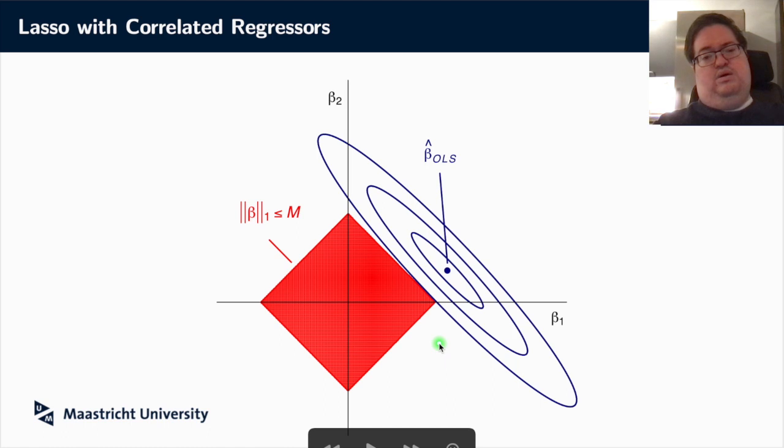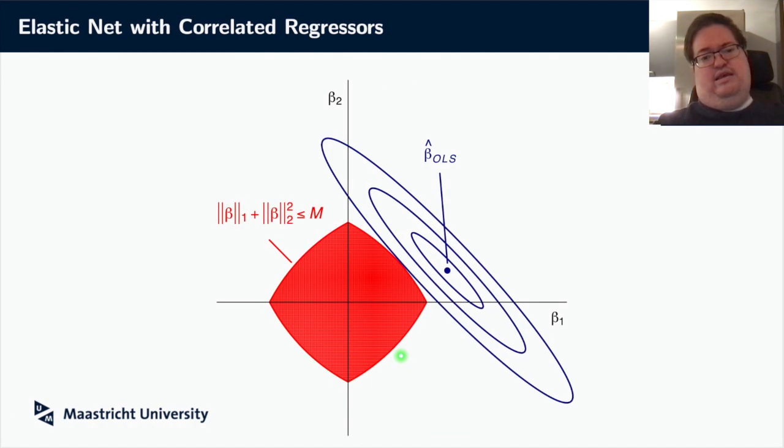Now, it's really due to the shape of the L1 penalty, because we have these straight lines here. This is of course convexity, but not strict convexity. So if we add an L2 penalty, as the elastic net does, we don't have these straight lines anymore, but we have more curved lines. And so what we see now is the same shape of the contour lines, still these highly correlated regressors.